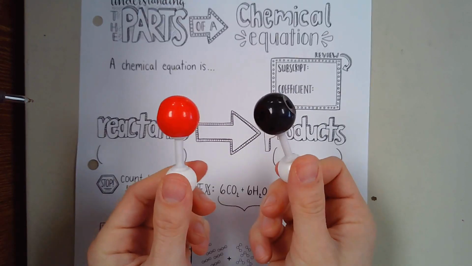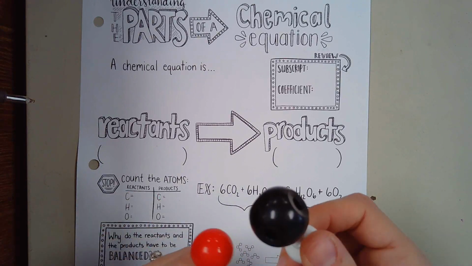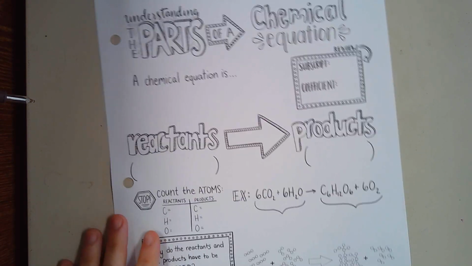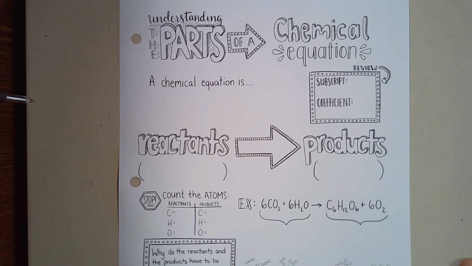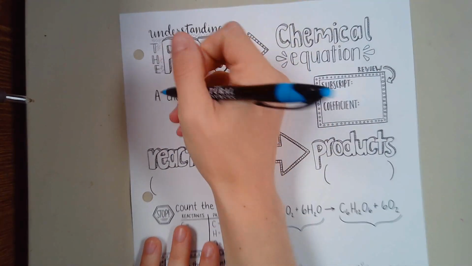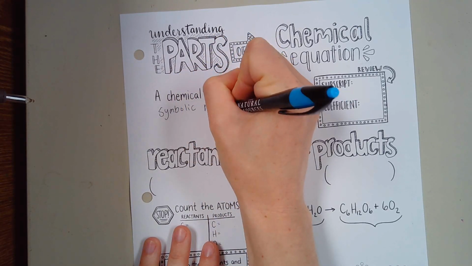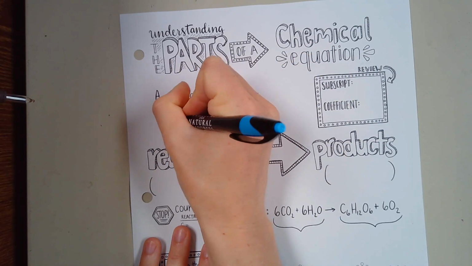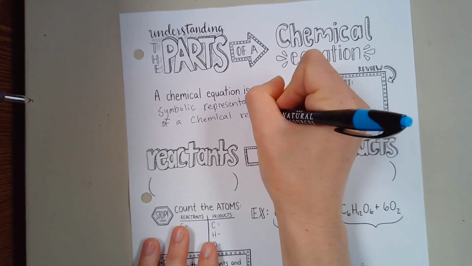And so those are chemical changes. We started with one molecule, and then we rearrange the atoms, new bonds form, and that makes new molecules. Those are chemical changes or chemical reactions. And so a chemical equation is a symbolic representation of a chemical reaction.